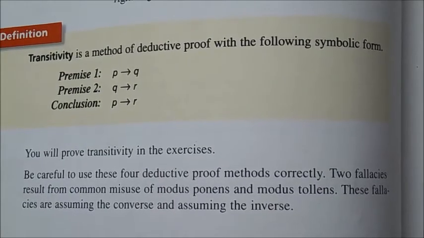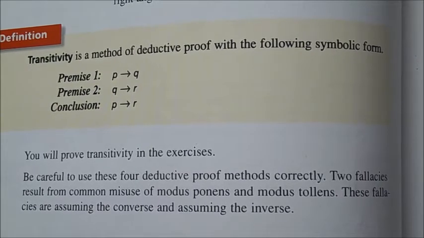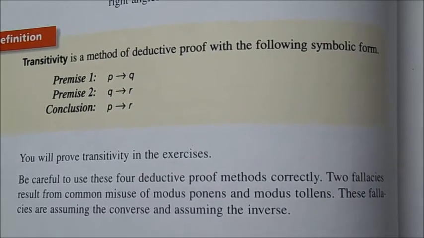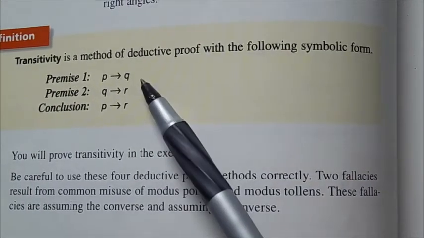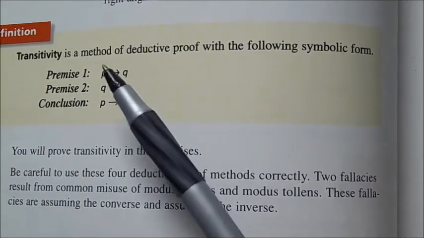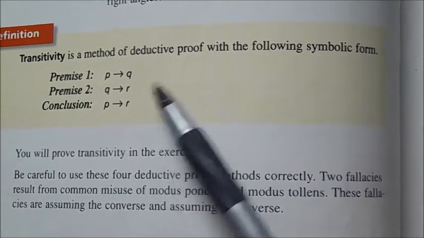Okay, and our very last one is called transitivity. This is something that I feel like we've used a lot already. If P, then Q. If Q, then R. Then you can make the connection: if P, then R.